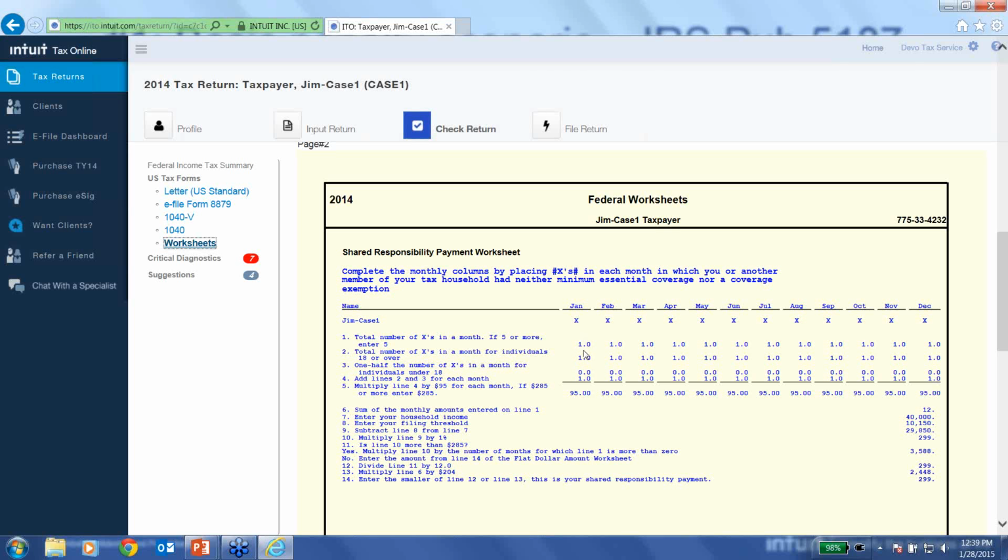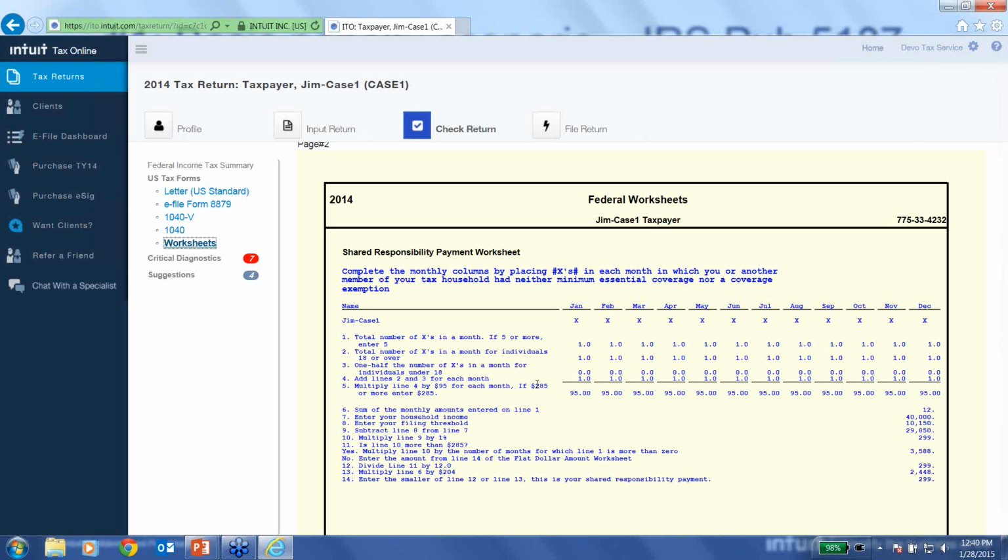For line 1, we're going to enter a 1 since we had an adult. And that also goes on line 2, 1s across the board. Nobody under 18, so that gets hit with a 0. And then on line 4, we're going to add them all up. And that's going to be a 1 across the board. Then the flat dollar amount, $95 per month for each adult. So we multiply 95, and we have that across the board for each month.